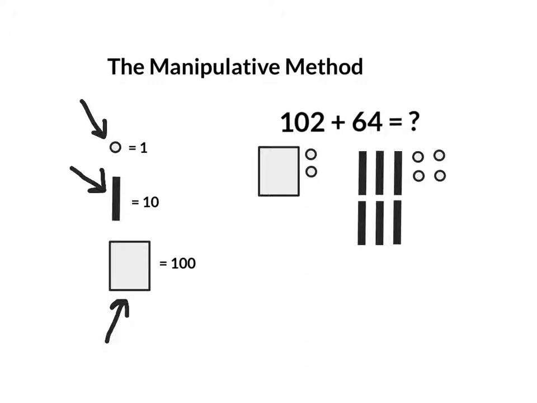So when you're solving the problem 102 plus 64, the first thing you want to do is write out each of the numbers. So 102 is 1 square, because 1 square is 100, and 2 little dots, because there are no tens in the 102, only 2 ones. In the number 64, there's no hundred, so there are no squares. But there are tens, so there are 6 bars to signify 60, and 4 dots to signify the 4 ones in the problem.